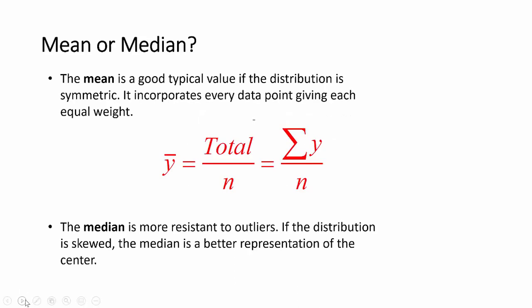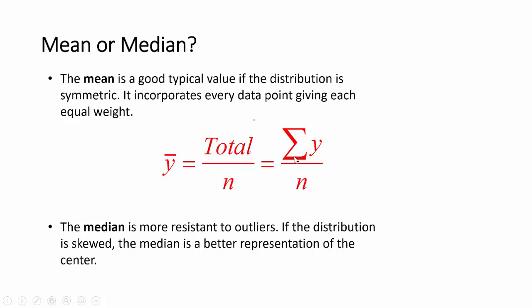The mean is a good typical value if the distribution is symmetric. And it incorporates every data point, giving each of those equal weight, right? So you have found averages before, right? You add something up, you divide by how many there are. That's exactly what we're looking at in this formula, but some new symbols to learn. The first is that we use this bar to distinguish from other variables. So this is really the average of all the y's, and that's simply the total, like we said, divided by how many things there are.